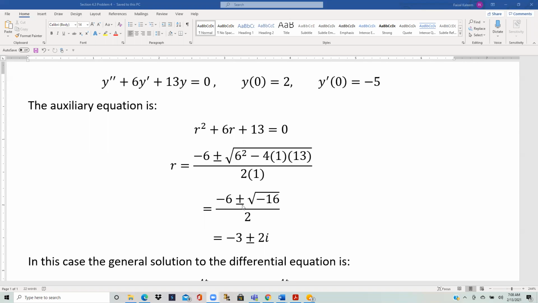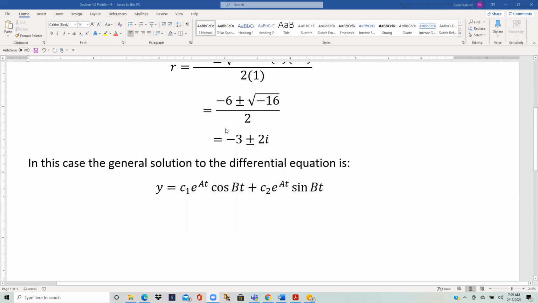And so we get -6 plus minus the square root of -16. So the square root of -16 is 4i. So you have -6 plus minus 4i, and the whole thing divided by 2. So when you divide both of them by 2, the -6 becomes -3 and the 4i becomes 2i.